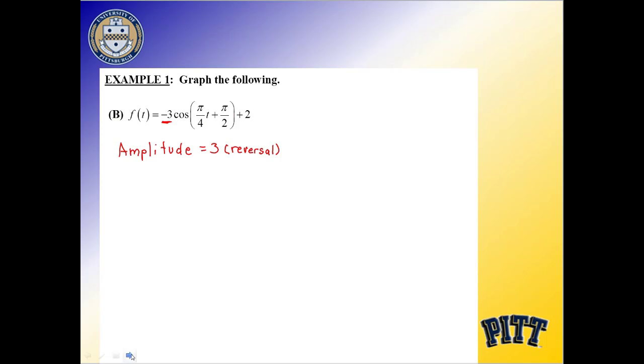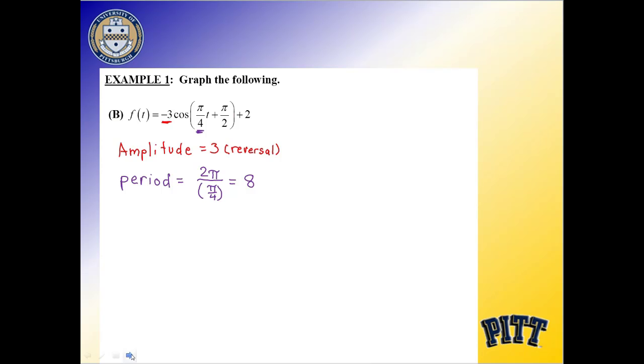The period is still found by doing 2 pi divided by b, which is pi over 4. So if I take 2 pi divided by pi over 4, I get 8. Please make sure you know how to divide your fractions. Multiply by the reciprocal is what we do. That would cancel the pi's and end up with 2 times 4, essentially.